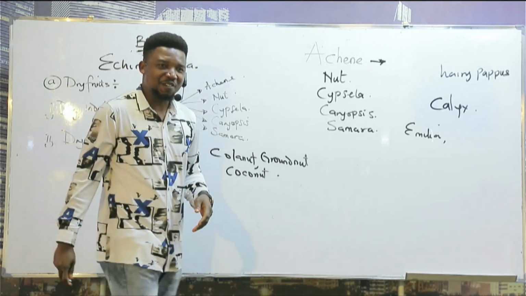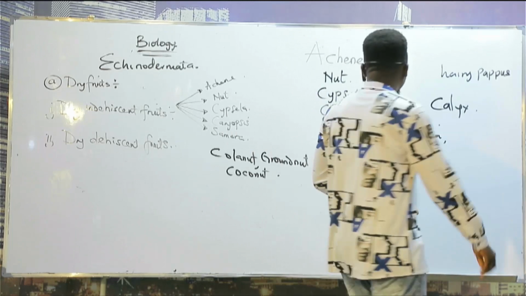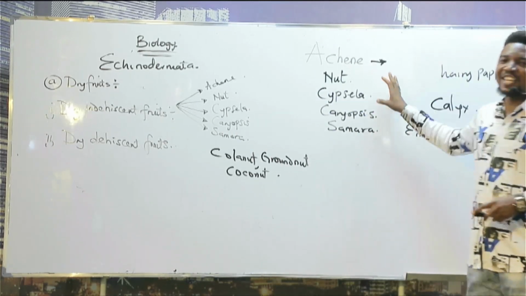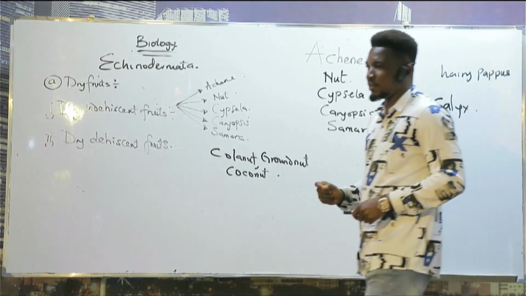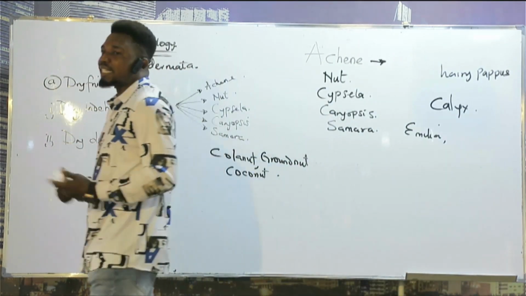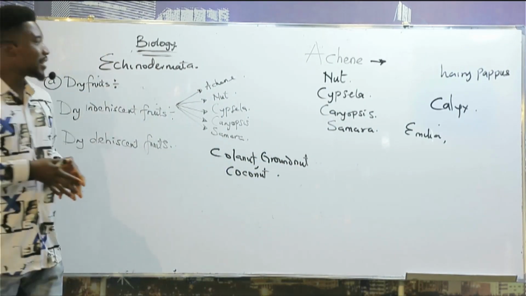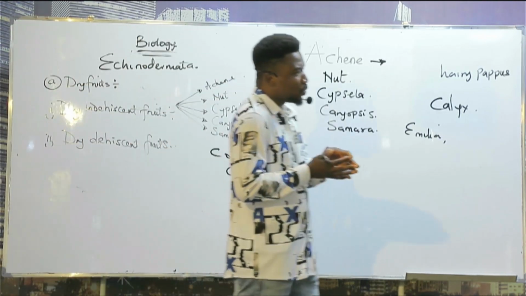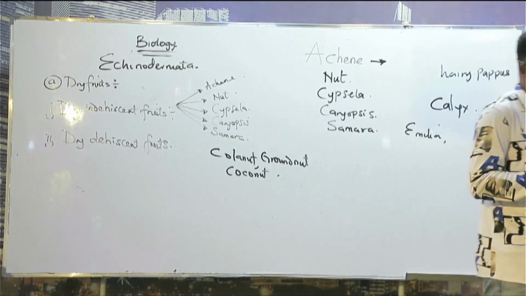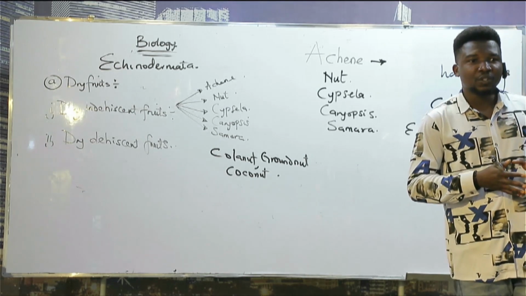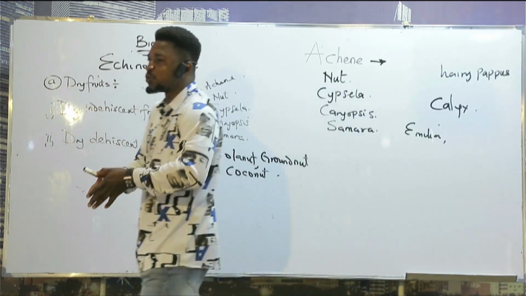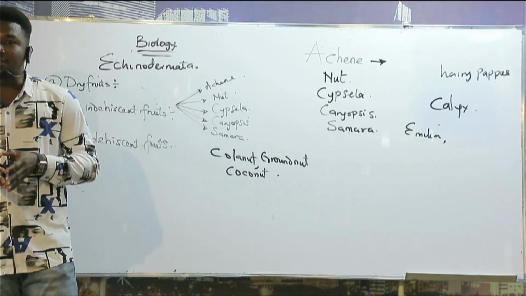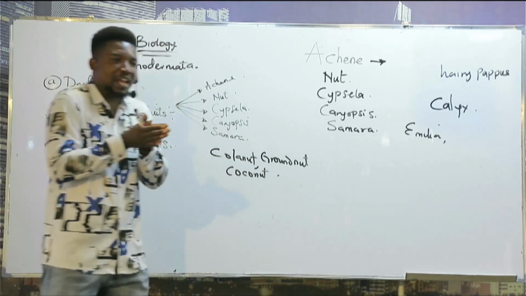You start hearing your history. So now we have already explained the Cypsela. What is Caryopsis? Caryopsis is a type of dry indehiscent fruit in which you cannot distinguish between the pericarp and the seed. Do you understand? So it means that the pericarp and the seed are fused together. I don't know whether you're getting what I'm saying. They are fused together.